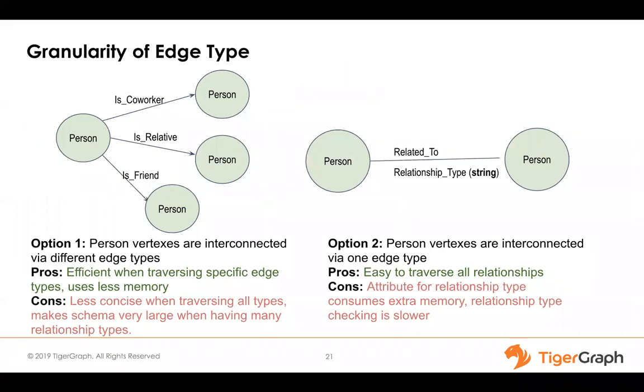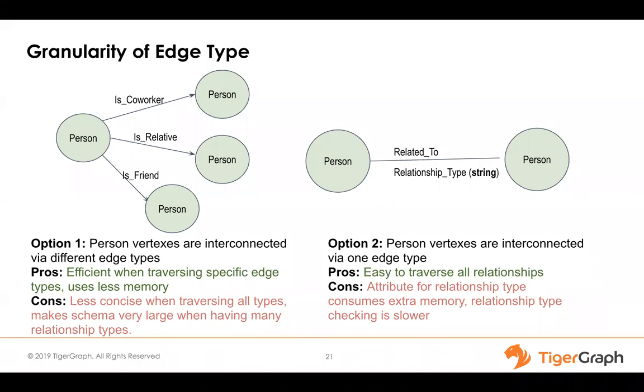And once the edge is defined, we may have another question. In this example, people can be related in a lot of different relationships. Like two people can be co-workers. They can also be relatives. They can also be friends. There are many relationships that can exist among people, right?